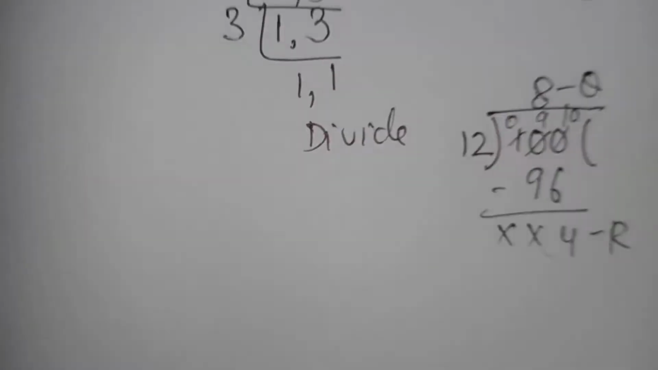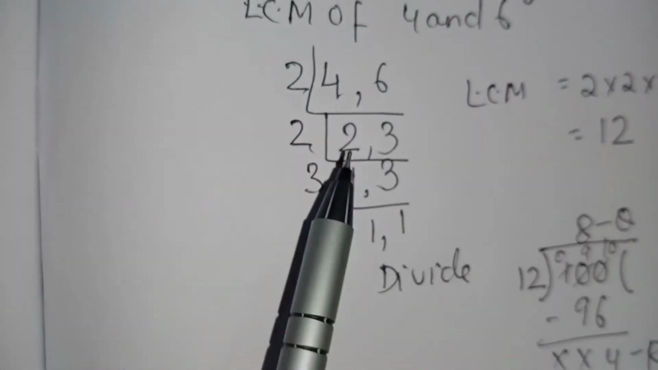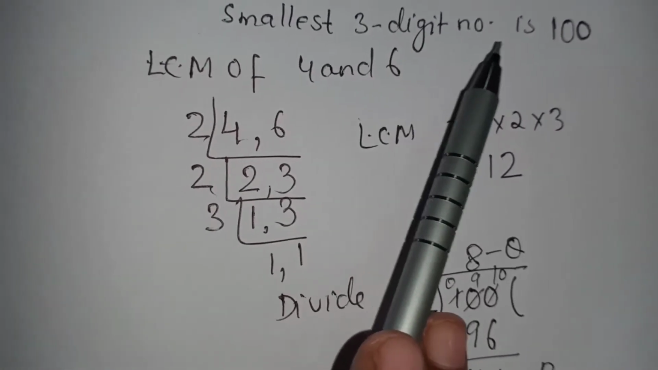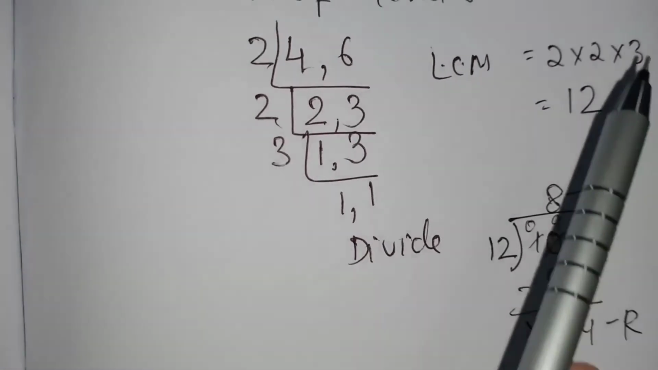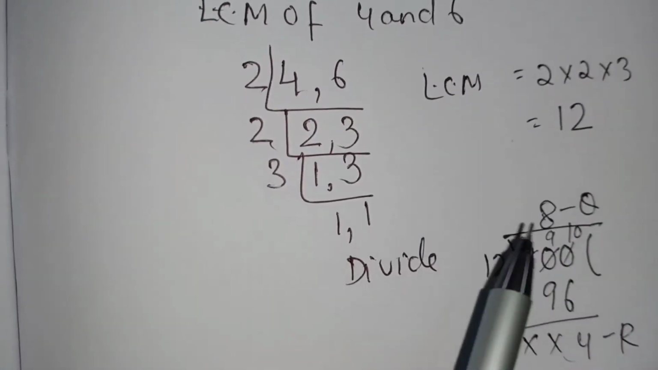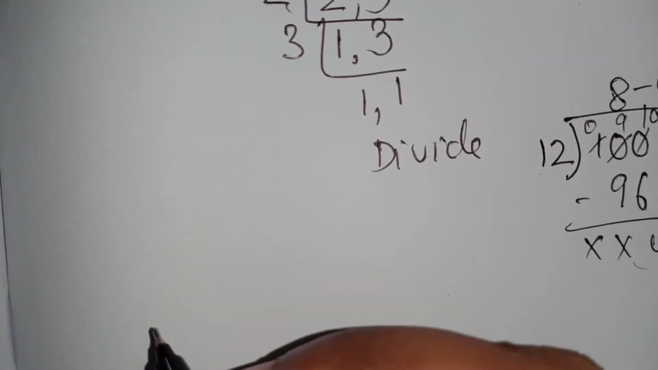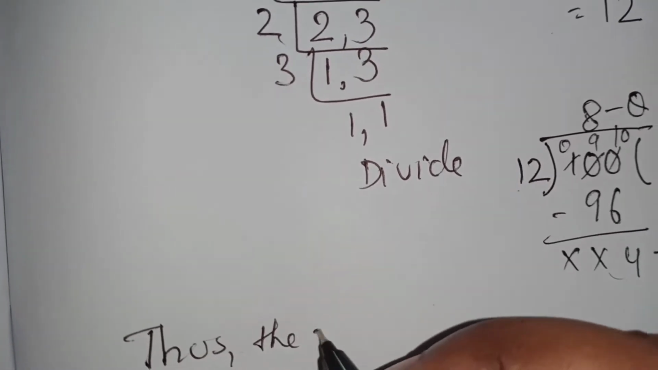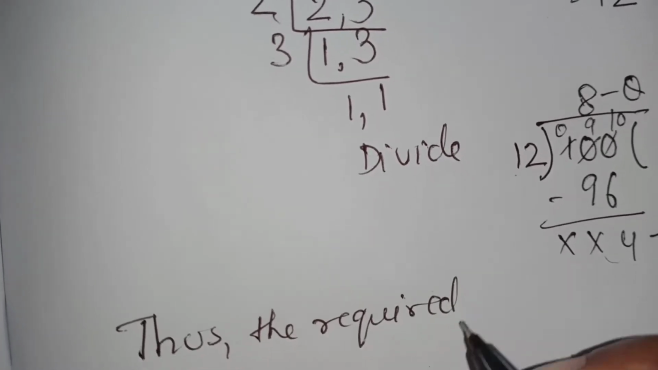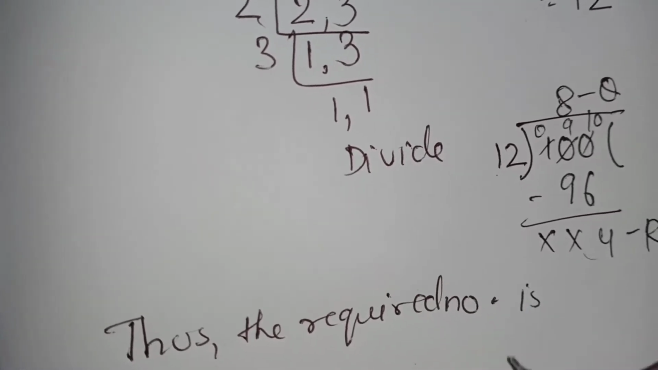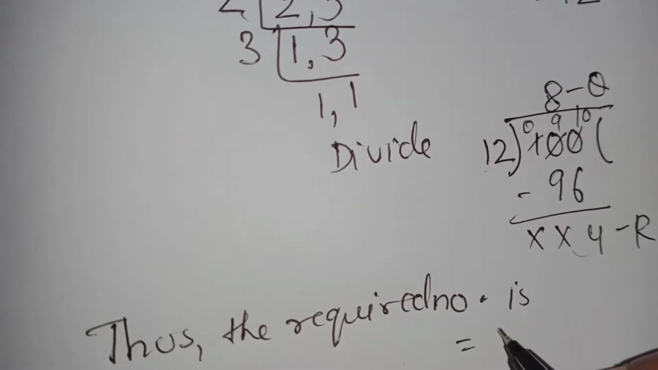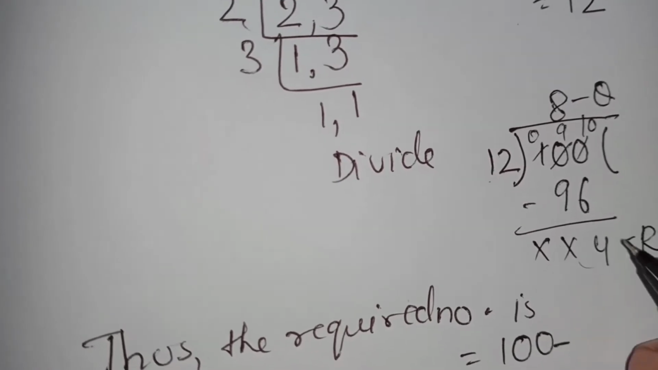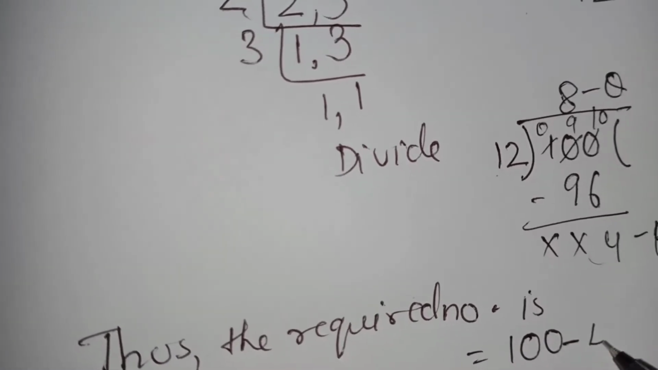Now what will we do for the answer? We have done the 2-step LCM process. First you write the smallest digit number, whatever they give, 3-digit or 4-digit, then find the LCM, then divide that number by the LCM. Now the required number. How do we find it? You take 100 minus the remainder, 4.